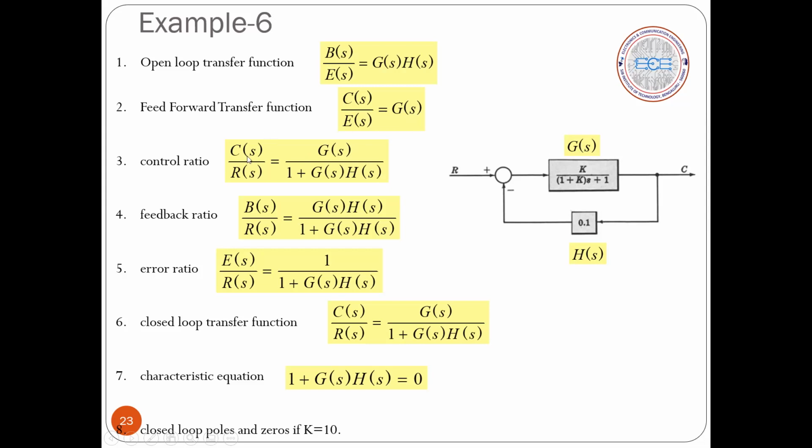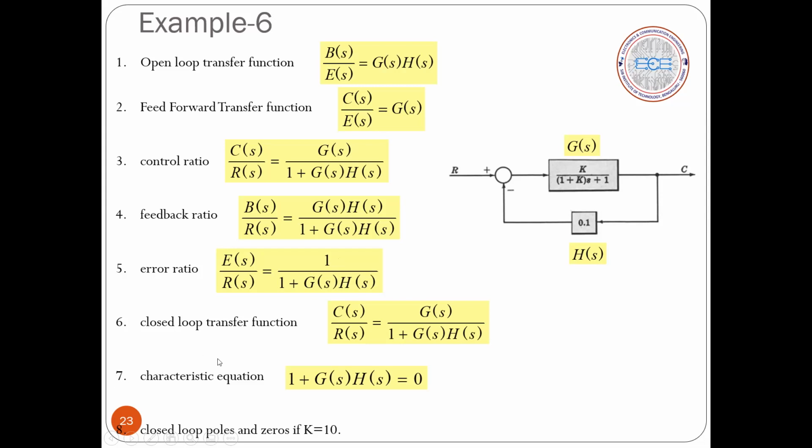What is a control ratio? It is output by input, that is C of S divided by R of S, which is equal to G of S divided by 1 plus G of S into H of S. So this is G of S, this is H of S. You have to simply substitute. Similarly, feedback ratio is B of S divided by R of S, which is equal to G of S into H of S divided by 1 plus G of S into H of S. Direct substitution, you please do it and get the value. Error ratio, E of S by R of S, is equal to 1 divided by 1 plus G of S into H of S.